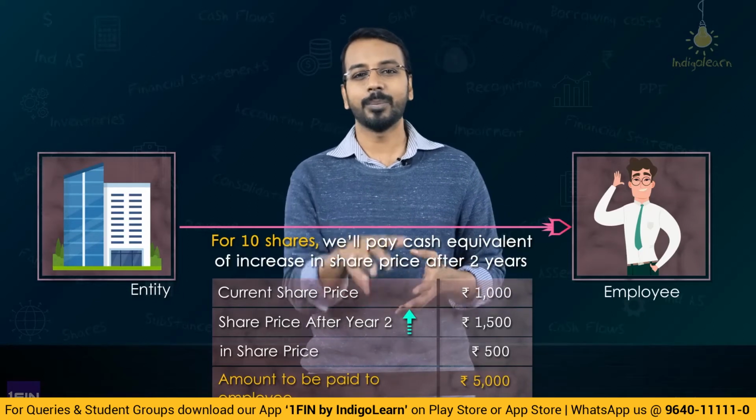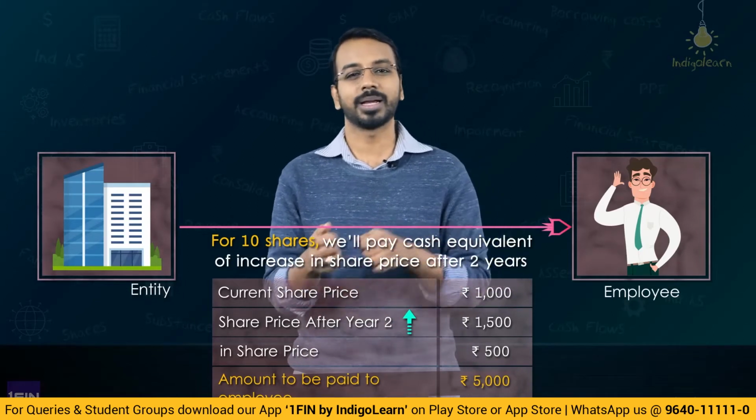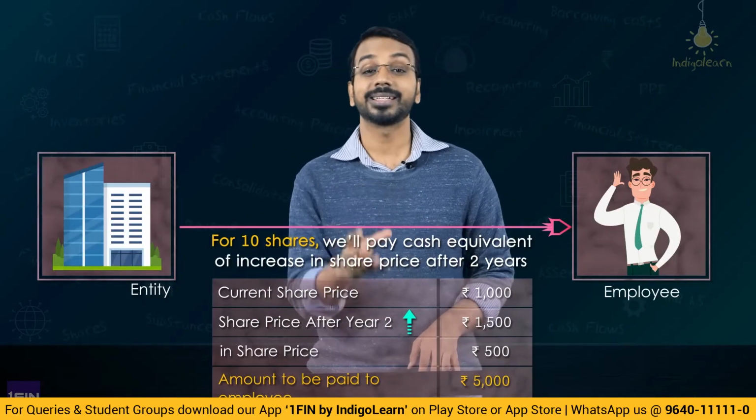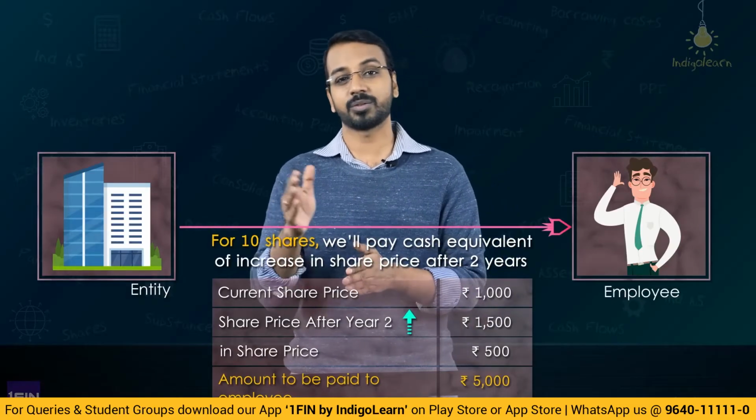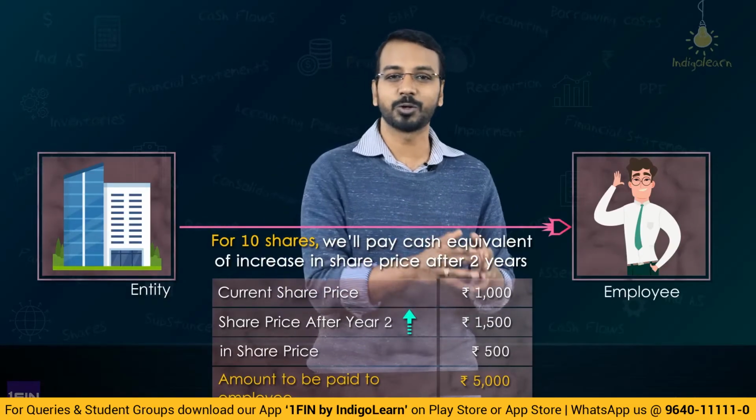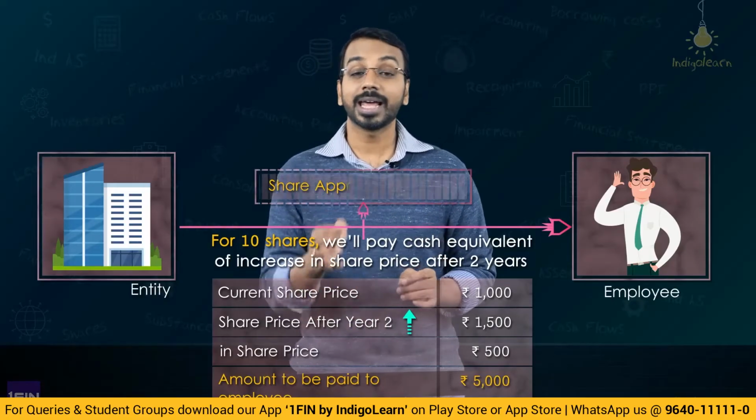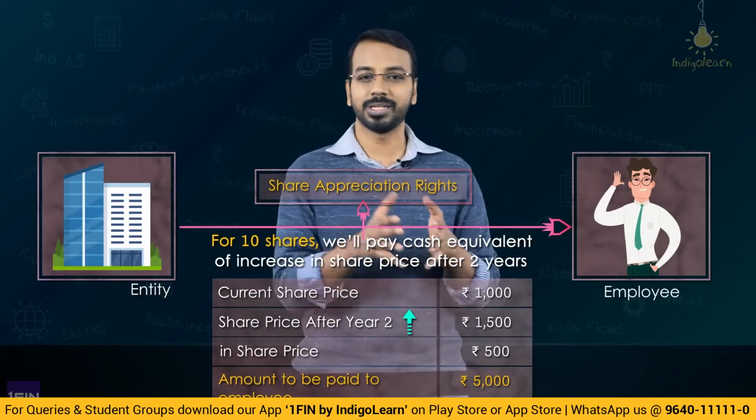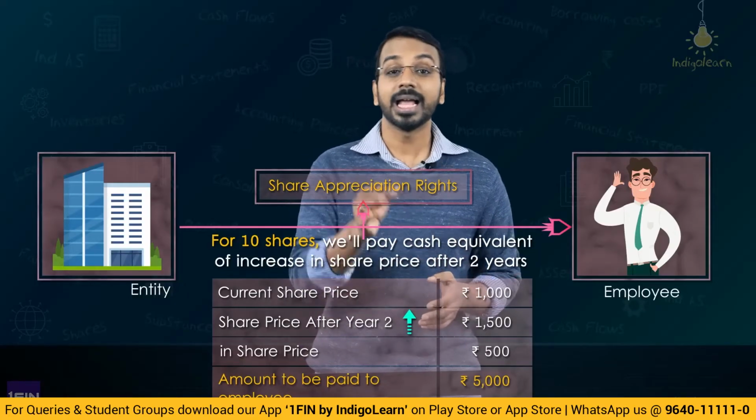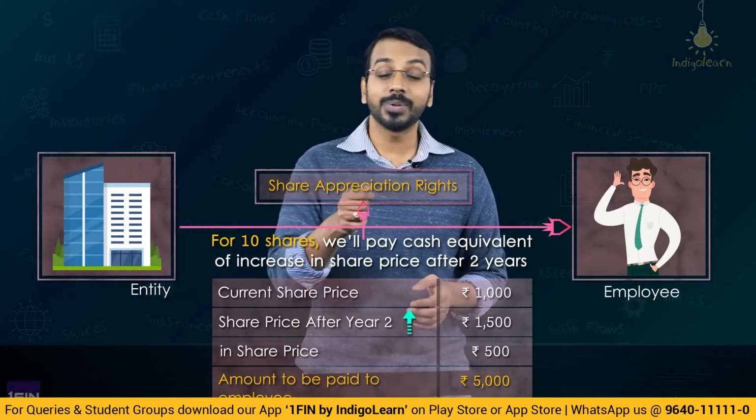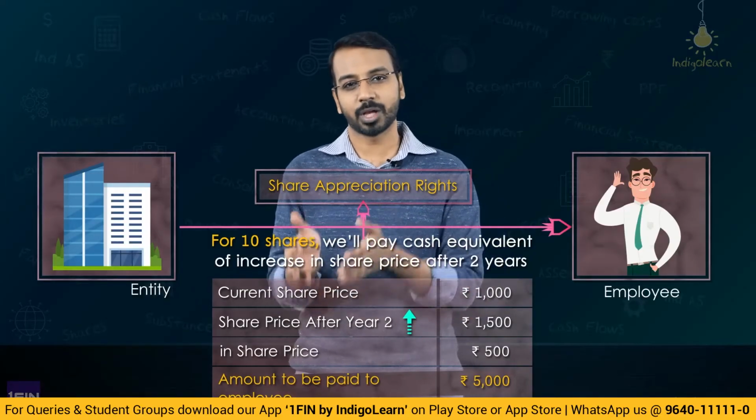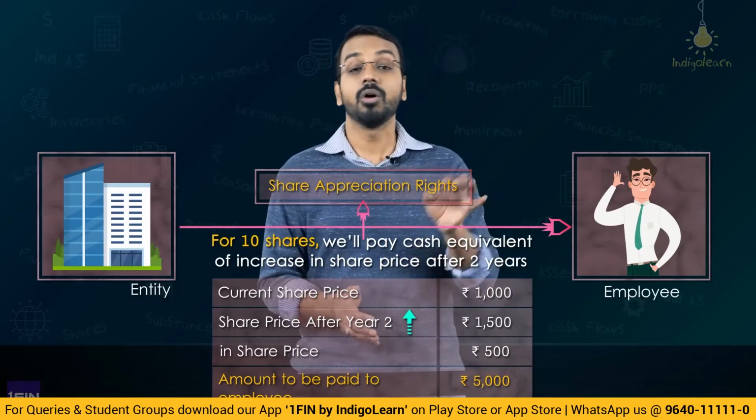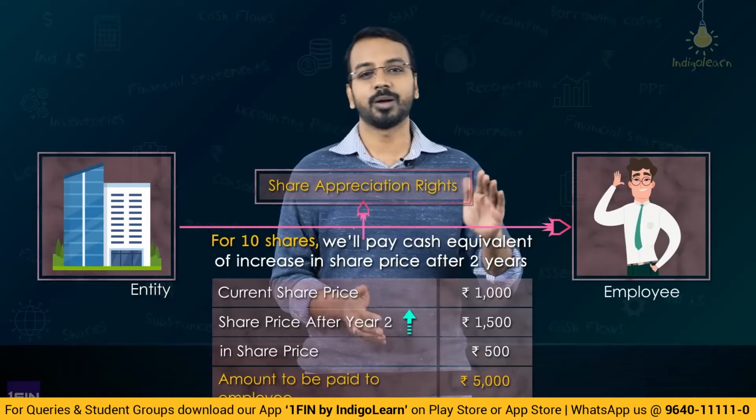Now, in this case, the employee does not take any shares. The employee need not buy any shares. Just based on the growth of the share price of the company, the employee gets some kind of benefit. The price increases from 1000 to 1500, and the employee gets 500 rupees per share. These are called share appreciation rights or stock appreciation rights, where the employee has a right on the appreciation of share price. So, from 1000 it went to 1500, 500 is the appreciation. The employee is entitled to 500 rupees per share. For 10 shares, it comes to 5000.